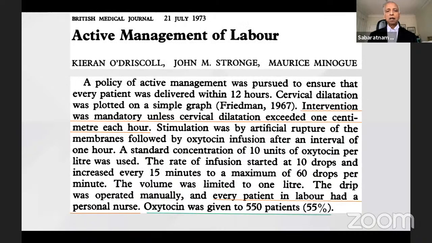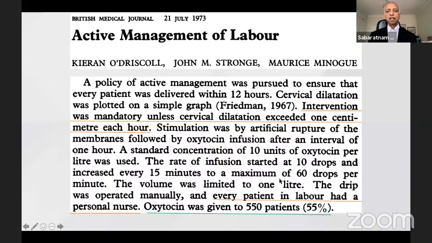Now, on the opposite side, in Western countries like Dublin, Kieran O'Driscoll promoted active management of labor, but he said 1 centimeter per hour, and if they don't dilate as per the 1 centimeter per hour line, then you must rupture the membranes and give oxytocin.